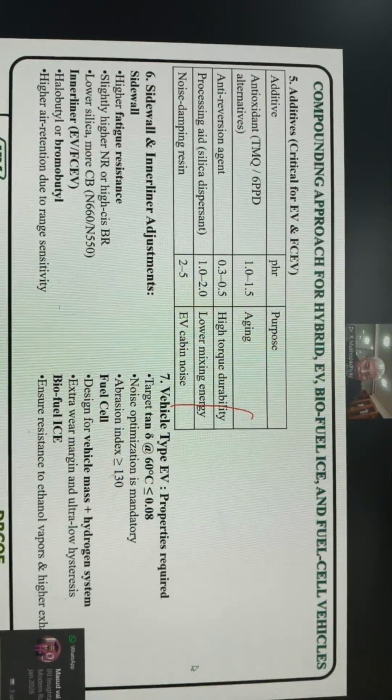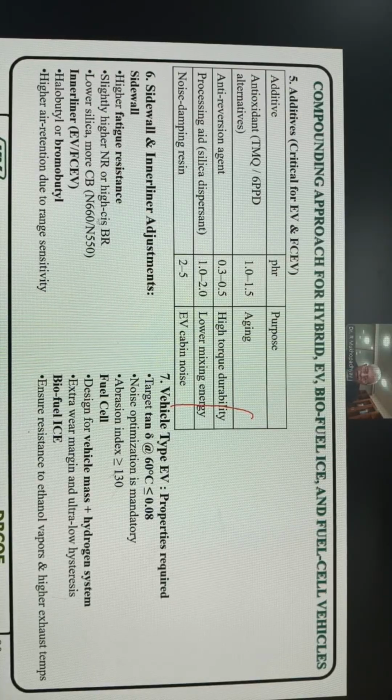For the sidewall and inner liner, a higher catalyst grade is required: slightly higher NR and high cis BR, especially neodymium catalyst, lower silica, and more carbon black, about the 600 or 550 series. The inner liner will be halobutyl, and generally the target should be tan delta about 60 or 70, less than about 0.08, with noise optimization mandatory and an abrasion index.